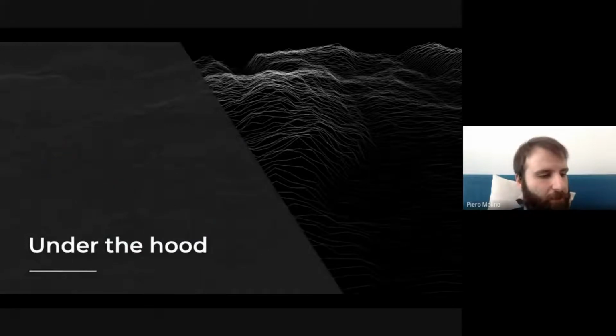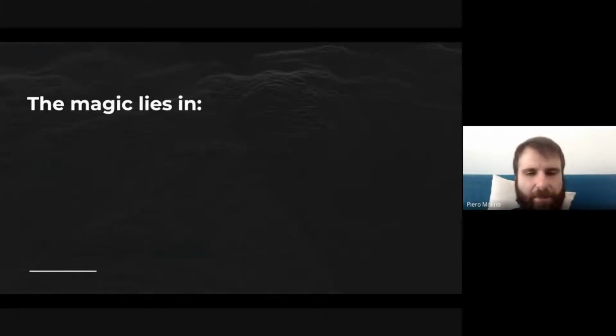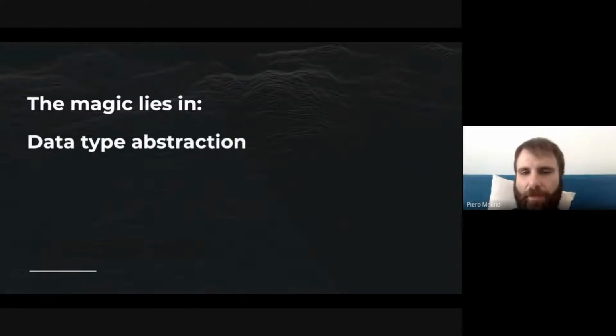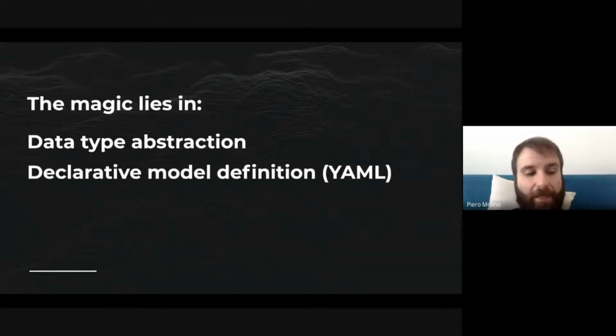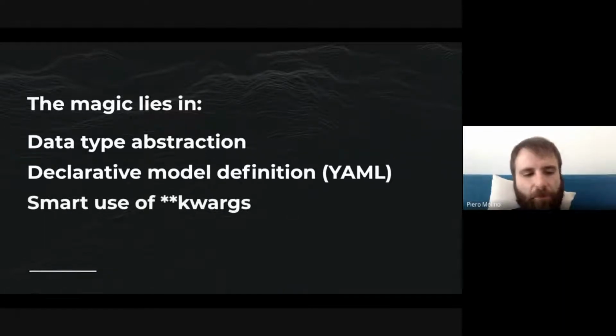So what happens under the hood? The main selling points and the main magic happen in, first of all, the data type abstraction that allows covering many different use cases, as we're going to see in a minute. But also the fact that you just declare in a YAML file whatever you want to predict rather than the implementation of how you want to predict. And finally, if you're familiar with Python, there's a heavy use of kwargs, which allows the same parameters that are available in the model definition to be used in the code directly, so you have full control of the code.